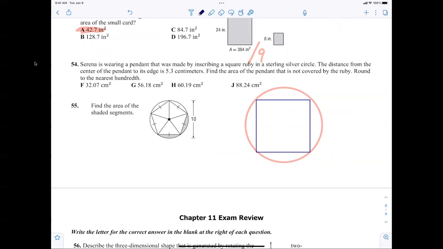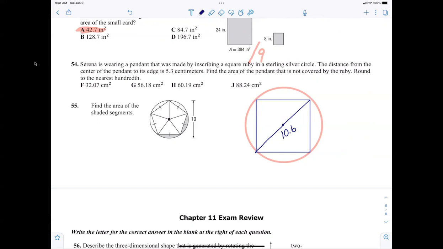The distance from the center to its edge is 5.3. Now, the center to the edge, which way should I go? Yeah, to the corner, right? Because that relates the circle with the square. So if I go all the way this way, does everybody see what I'm getting at? So the diameter is what? Is everybody with me? That's 10.6. Everybody agree?